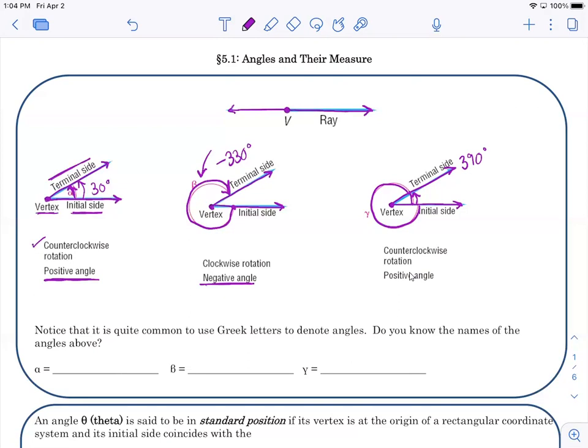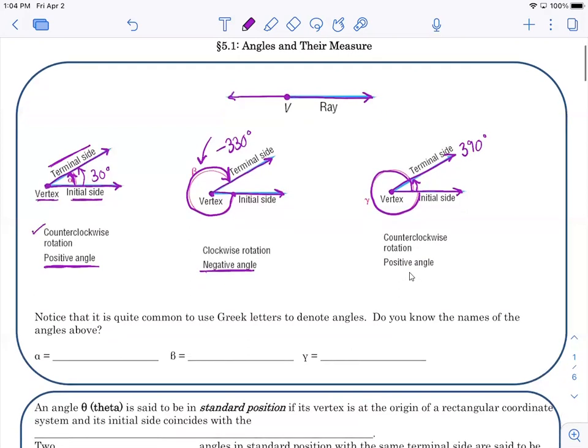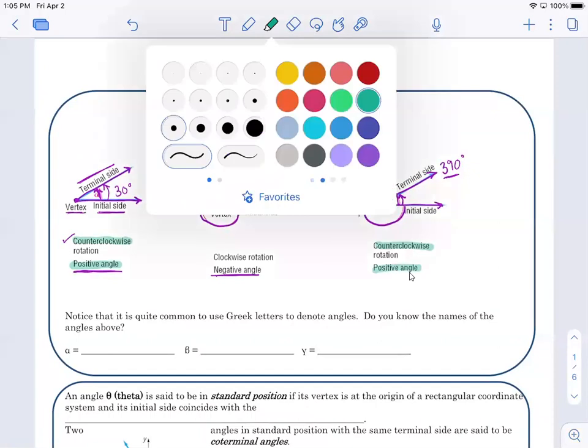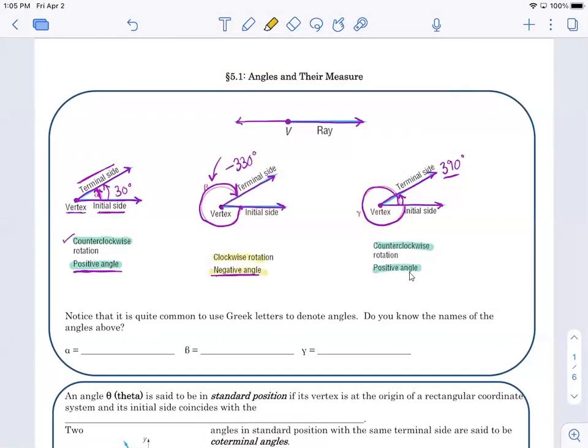You can go around this as many times as you'd like. So just realize that angles can be bigger than 360 degrees. And the key thing is, when you go counterclockwise, it's always a positive angle, counterclockwise positive. And when you go clockwise, it's a negative angle.